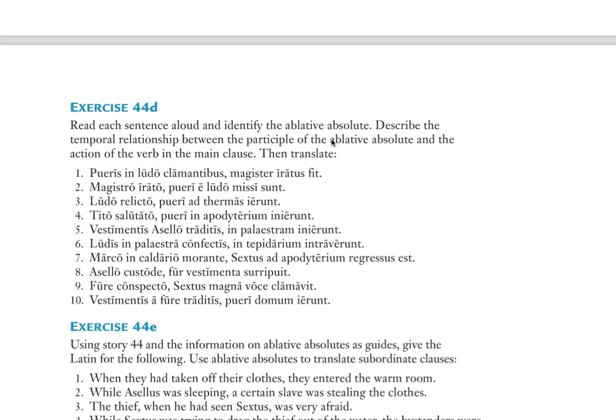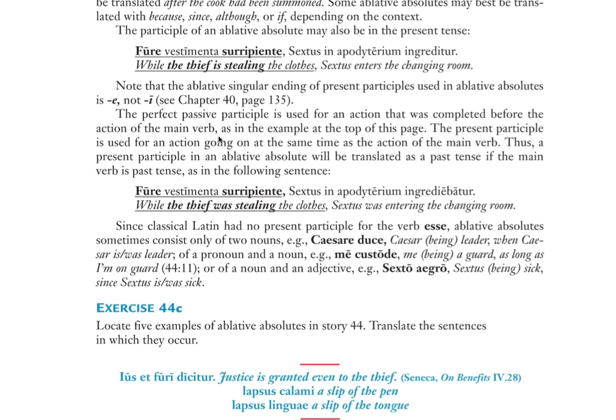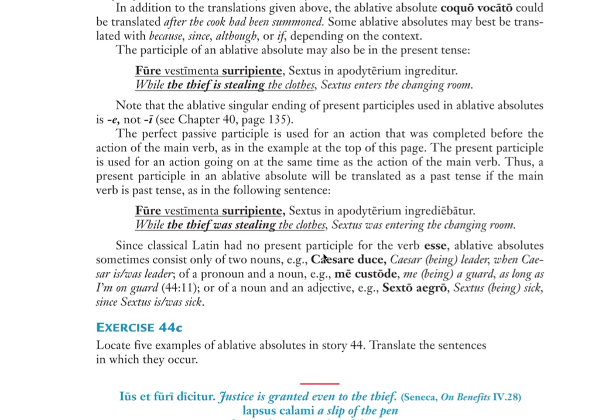So let's identify the ablative absolute first of all, and then it says describe the temporal relationship between the participle and the ablative absolute and the action of the verb. So let me back up a tiny bit. These ablative absolutes can be noun, participle, but also sometimes ablative absolutes can be two nouns, and then we sort of introduce a form of the verb esse, to be, and so we can say Caesare duce, and really that looks just like Caesar the leader.